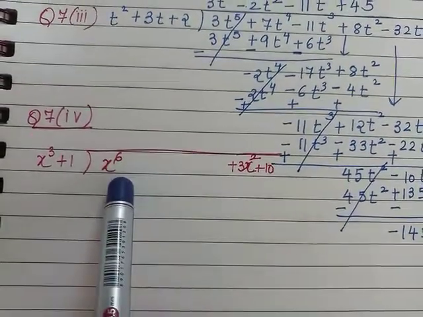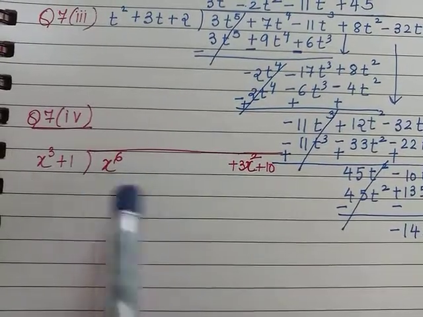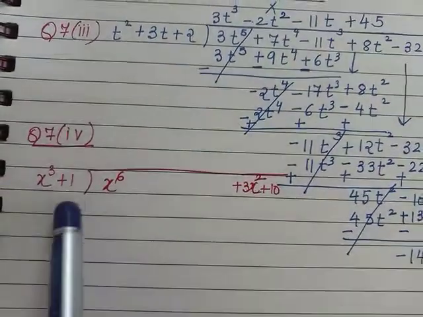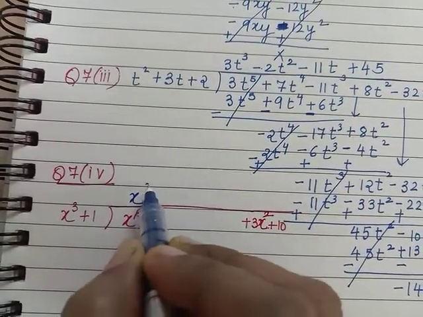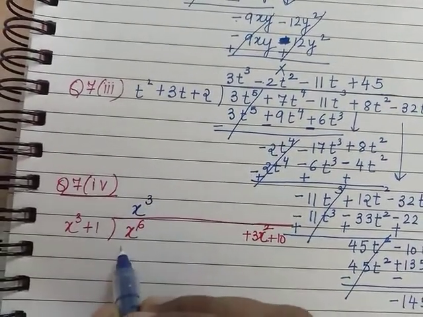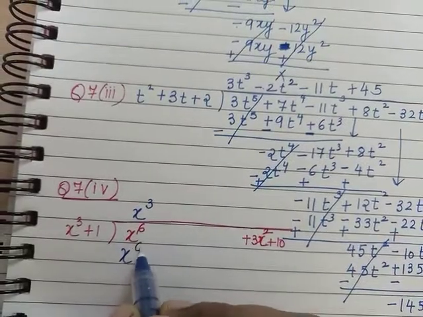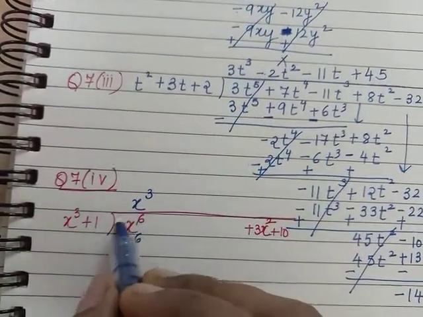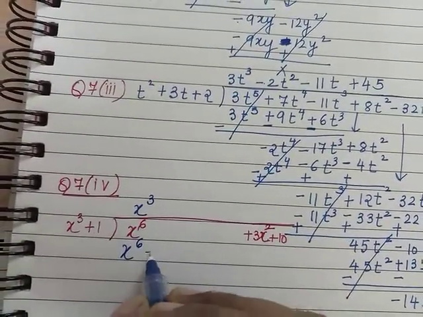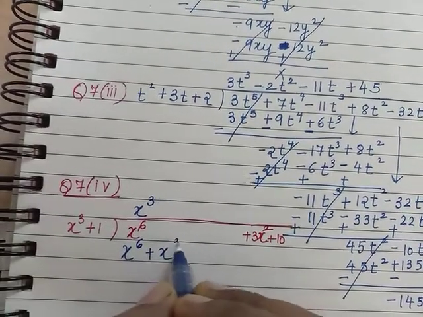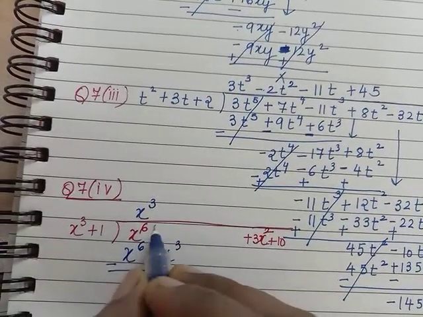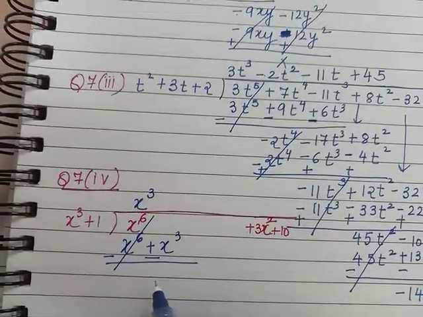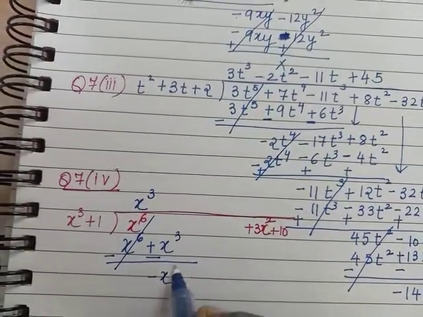The first term to be eliminated is x to the power 6 and here we have x cube. So what we are going to multiply it with? X to the power 3. X to the power 3 multiplied with x to the power 3 will give you x to the power 6. When it is multiplied with plus 1, it will give you plus x cube. Now we change the sign. So this gets eliminated. What we are left with? Minus x cube.